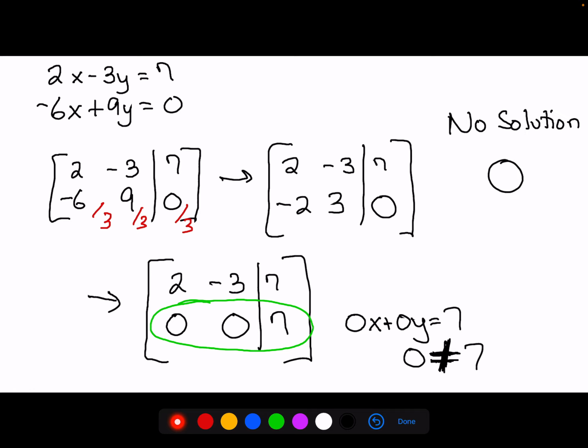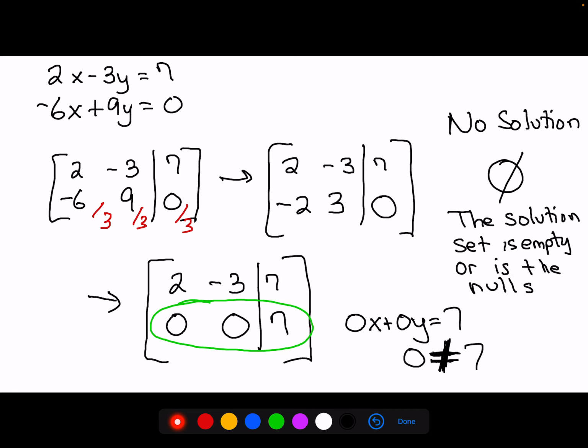You might see the book use that symbol. What's the symbol? That's saying the solution set is empty, or is the null set. The null set is empty. That's what that symbol means. It looks like a 0 with a slash through it. It's not a 0. It's a set notation, meaning it's an empty set. There is nothing in that solution set because nothing would work.